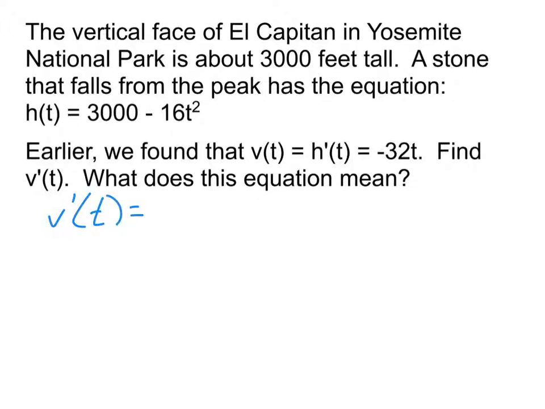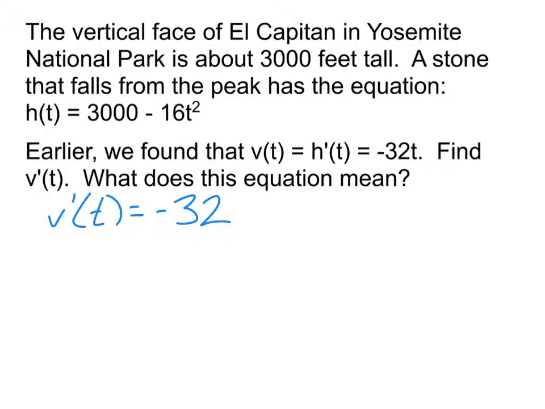And so v prime of t, well, that's the derivative of negative 32t. So you should end up getting negative 32. That's the whole equation. V prime of t equals negative 32. Now, what does that equation actually mean?